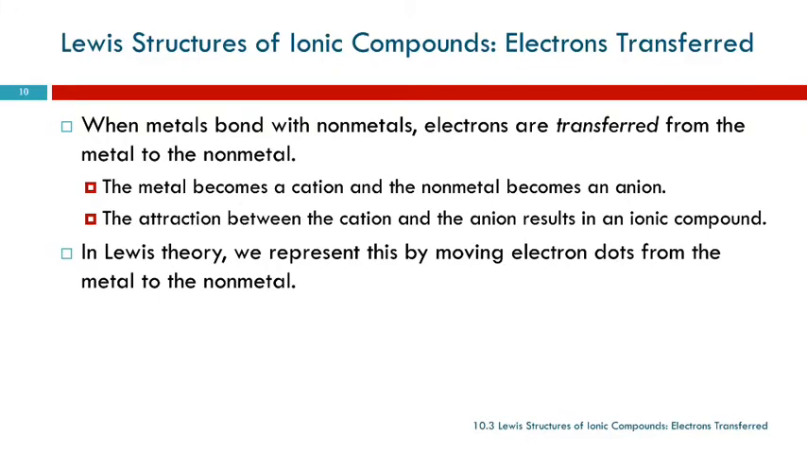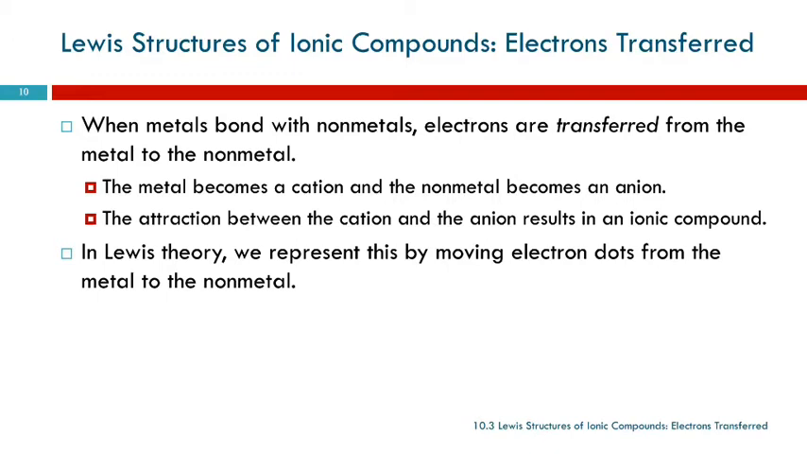So ionic compounds: metals bonding with nonmetals. We learned to identify that as an ionic compound. The metals tend to lose electrons, the nonmetals tend to gain electrons, and so electrons are transferred. That transfer of electrons causes one to be positively charged, a cation, and the other to be negatively charged, and then we have electrostatic attraction, opposite charges attracting to each other.